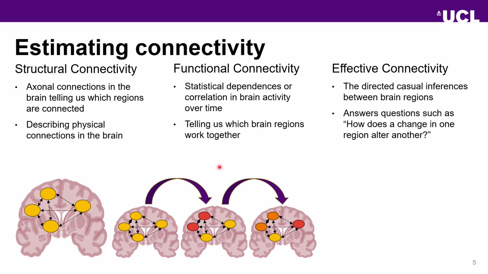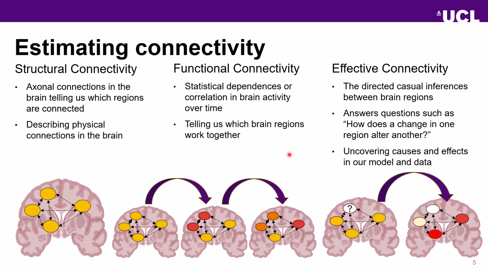So for the previous 2 types of connectivity, we are looking at data, but we cannot interrogate specific cases and specific hypotheses and do specific tests. So we can, but when we look at effective connectivity, we can uncover causes and effects in our model and data. So perhaps if we're interested in this region here, we can use DCM to modulate it and look at how it affects other regions of the brain over time.